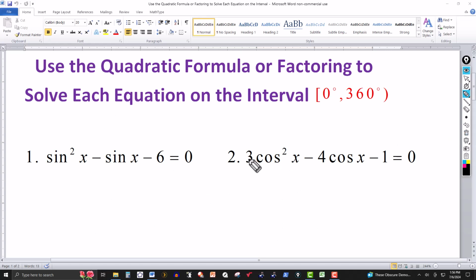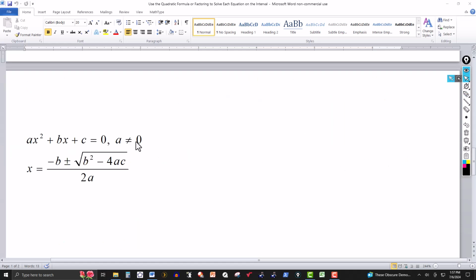Now this one again could be using a substitution for cosine of x. This could be 3y squared minus 4y minus 1 is equal to 0. You can do it that way. This one doesn't factor, so I have to use the quadratic formula. Any equation that has this form, ax squared plus bx plus c equals 0, where a is not 0, because if a is 0, then you don't have a quadratic, you have a linear equation.